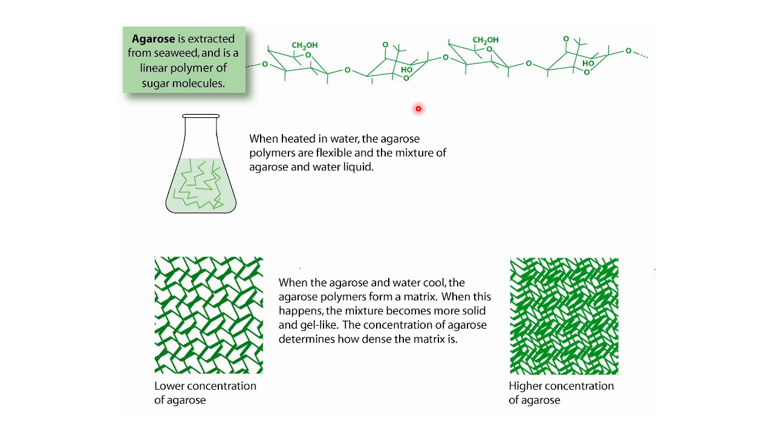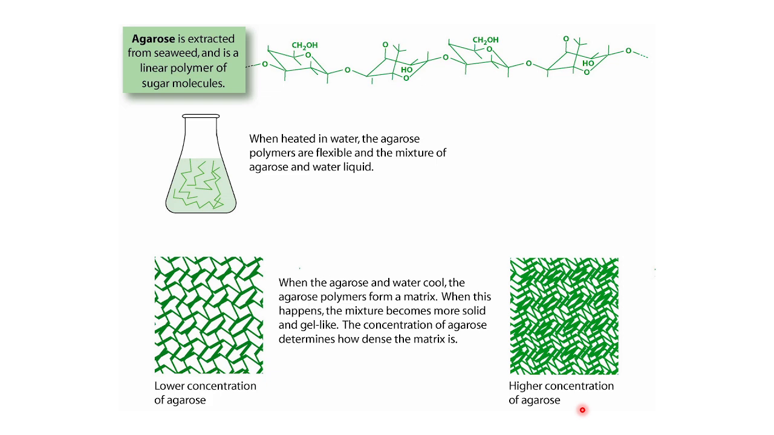Now, the concentration of agarose determines how dense the matrix will be. If you use a lower concentration of agarose, the holes or spaces in the matrix are larger and the matrix is less dense. If you use a higher concentration of agarose, there will be less space, the gel will be more dense and thick, and that allows for the separation of small molecules.